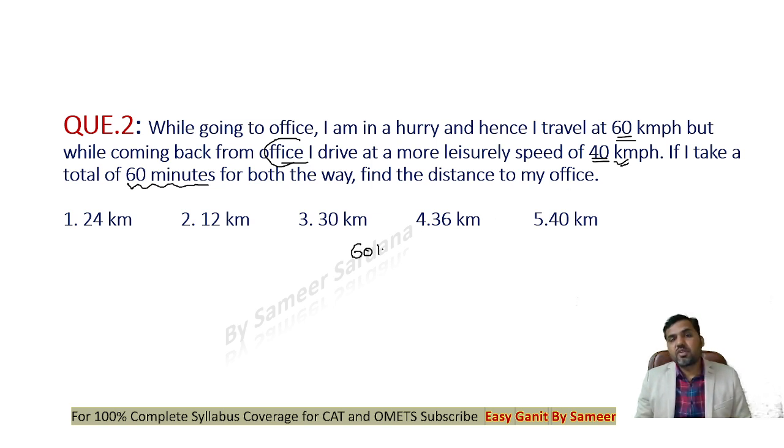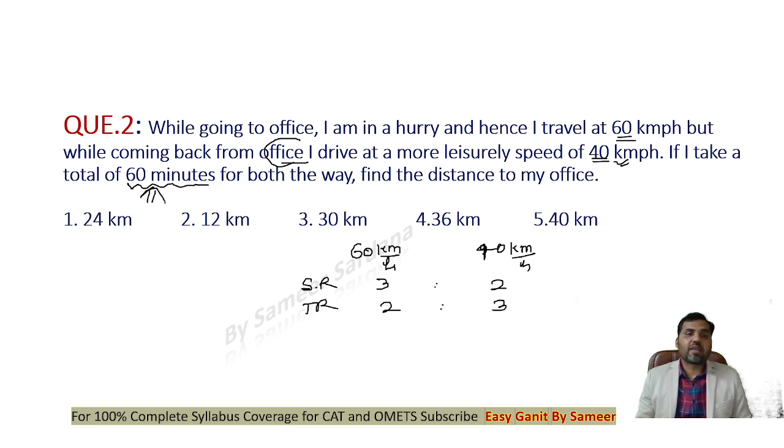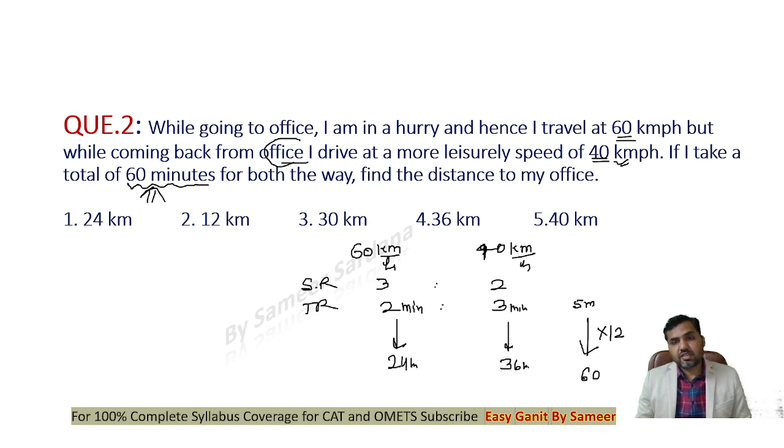First I have a speed of 60 km per hour, then I have a speed of 40 km per hour. Speed ratio, as you can see, is 3:2. Time ratio will be 2:3. Now here this time is the total time, which is 60 minutes. I was taking earlier 2 minutes, now I'm taking 3 minutes, so total time taken will be 5 minutes. If I want this time to be equal to 60 minutes, which is 12 times of this, in this case I'll be taking 24 minutes, and in this case I'll be taking a total of 36 minutes.